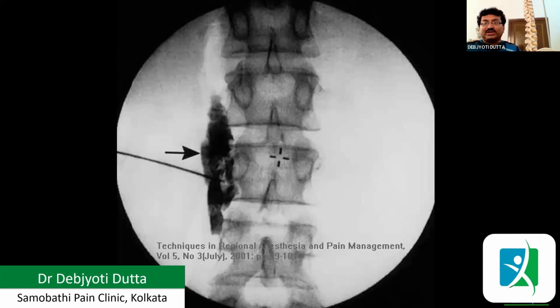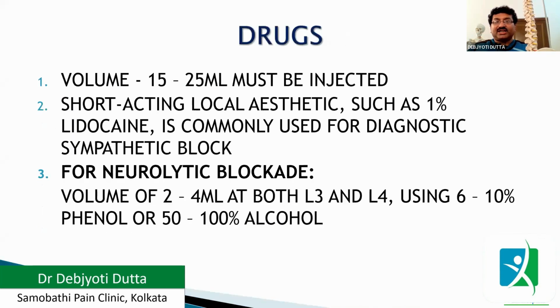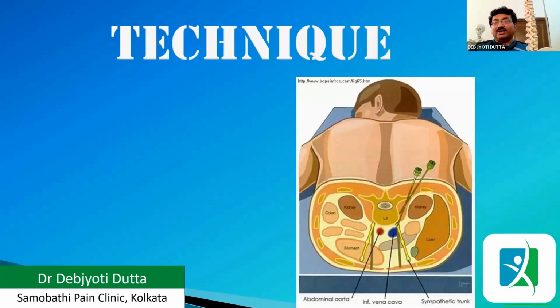Okay. So if you are going for the diagnostic block, we will be giving steroid and local anesthetic. If we are giving the neurolytic, then we will be injecting neurolytic drugs. I have already told these are the drugs for the diagnostic. Usually one level we do, and if it is giving response, then it is fine because we are giving 15 to 25 ml that spreads to the whole area. And 1% lignocaine is commonly used for the diagnostic sympathetic block. For neurolytic, 2 to 4 ml at both L3 and L4, using 6 to 10% phenol is commonly used. So these are the drugs we need to inject, and then we have to come out.